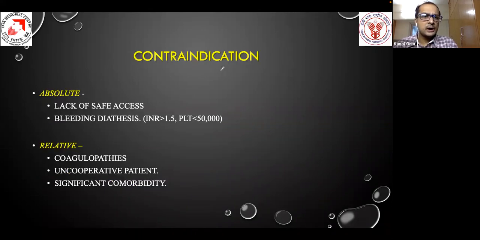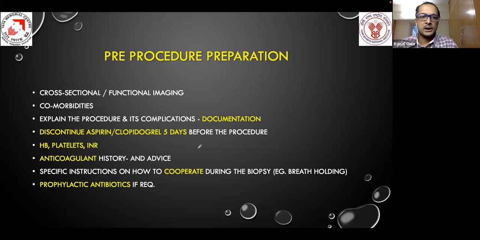Coming on to the contraindications, absolute contraindication is lack of safe access and bleeding diathesis, where the INR is more than 1.5 and platelets are less than 50,000. These need to be corrected prior to the procedure, before doing any biopsy. Relative contraindications are coagulopathy, uncooperative patient, significant comorbidities. So all these patients can be done under either local anesthesia or general anesthesia. If the patient is uncooperative, it can be done under general anesthesia. Coagulopathy can be corrected.